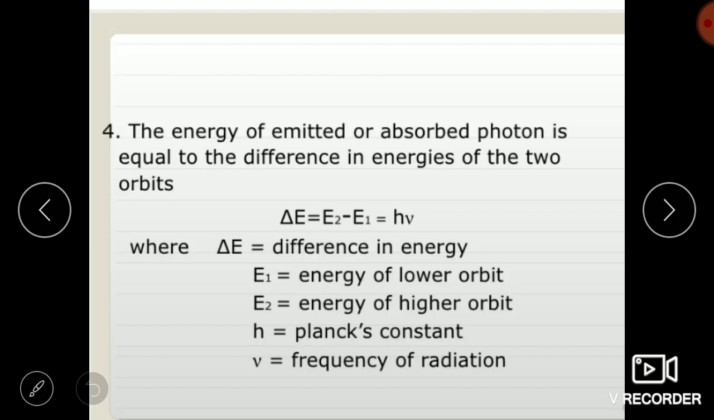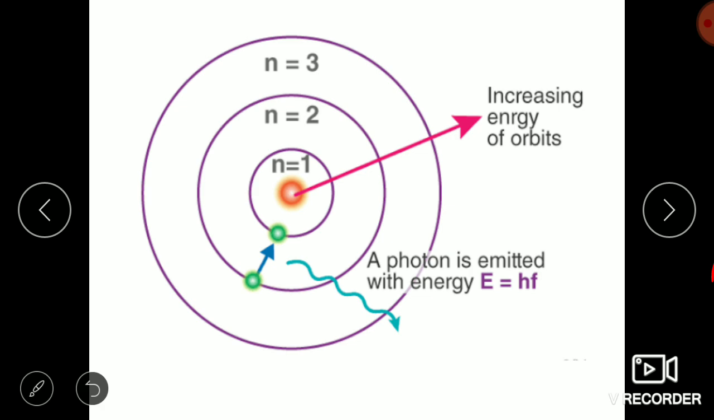Okay, next postulate: the energy of an emitted or absorbed photon. Okay, photon means what? Photon means one quantum. As we discussed earlier, energy does not come continuously but comes in terms of packets, and each packet is called a quantum or photon. Okay, so the energy of the absorbed photon is equal to the difference in energies between two orbits. From the nucleus, when we go to the orbits, the first orbit has lower energy than the second orbit, then the third orbit, like that. So the second orbit is higher in energy than the first orbit.